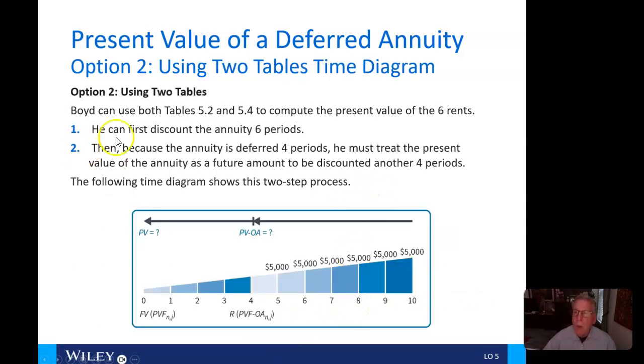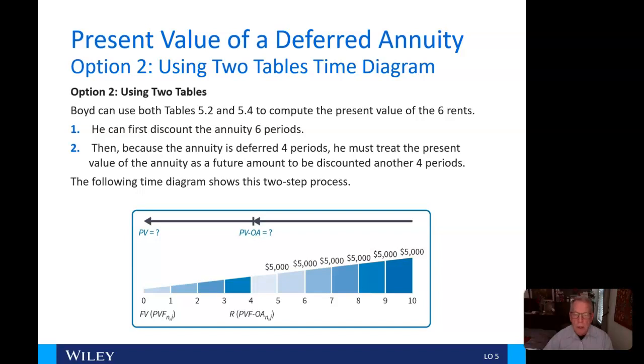Now, Boyd can use tables 5.2 and 5.4 to compute the present value of 6 rents. He can first discount the annuity's 6 periods, right? And then because the annuity is deferred 4 periods, he must treat the present value of the annuity as a future amount to be discounted another 4 periods. To me, this is easier to understand.